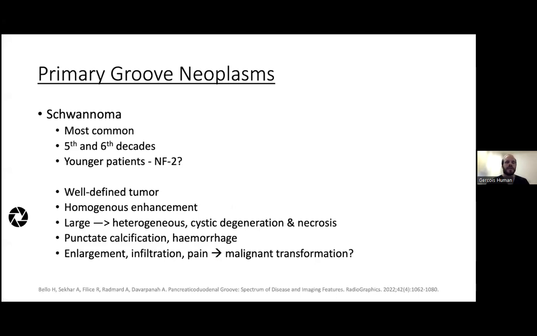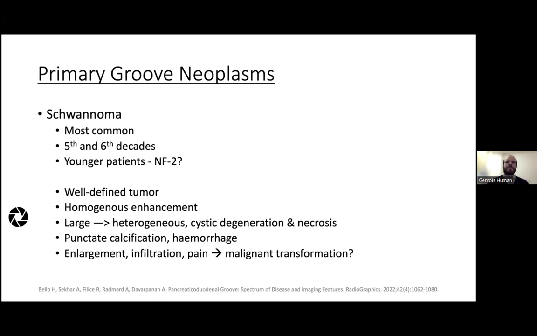So this is the Schwannoma. In younger patients, if it exists, one must think of associations with NF2. And as you just saw, it's a well-defined tumor. It has homogeneous enhancement. It is usually quite large, and when it's quite large, it has heterogeneous or cystic degeneration inside of it. It can also contain punctate calcification and hemorrhage.